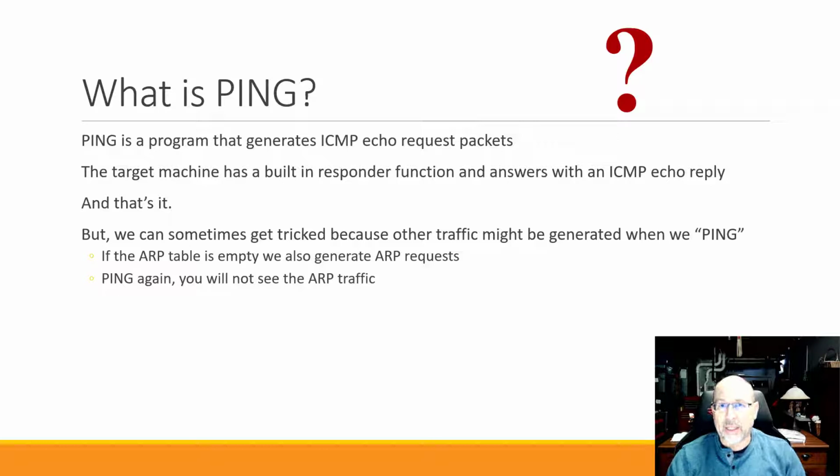Now, sometimes we can get tricked into thinking that ping does more than that because sometimes other traffic happens when we do our pings or when we generate ICMP echo requests. But the extra traffic that's generated actually has nothing to do with ping. It has everything to do with the node that you're sitting on wanting to communicate with another node. And the thing that I'm talking about most is ARP. So sometimes we generate ARP traffic, sometimes we don't. We'll do a test later on and see exactly what we mean by that.